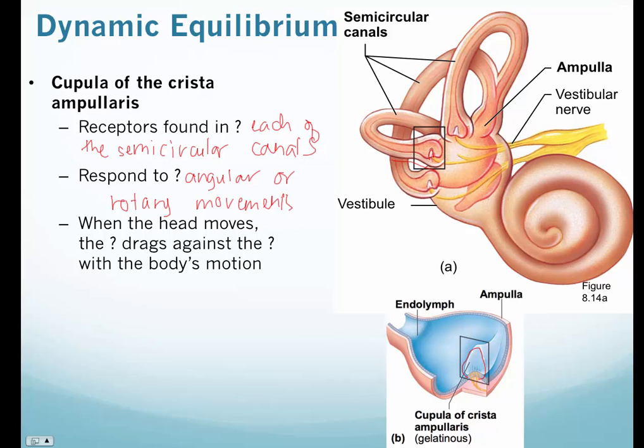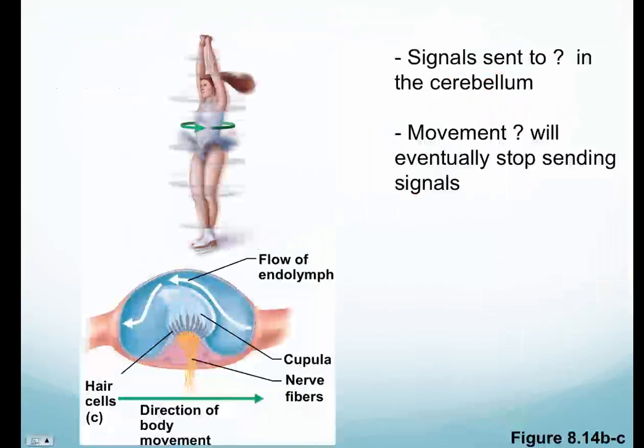Meaning you can go up and down, you can go at this angle, or you can also go side to side. Now when the head moves, we mentioned this again, the cupula will drag against the endolymph with the body's motion. Whatever plane you move in, that's when you cause the dragging of all that lymph and all that fluid against your crista ampullaris. Okay, so there's kind of a lot of terminology. Let's see what this looks like.